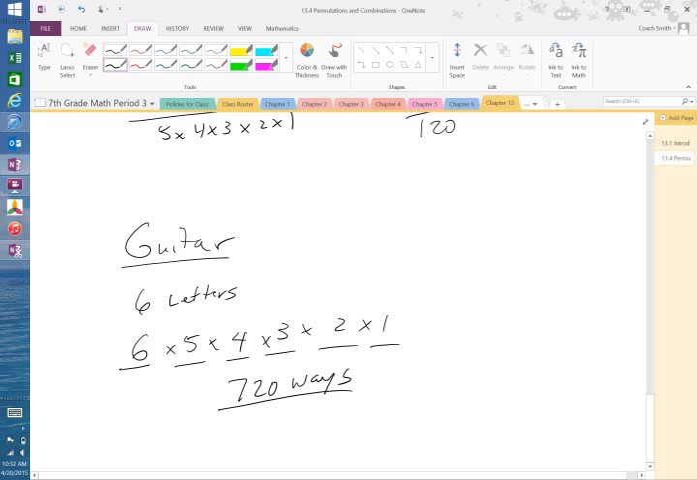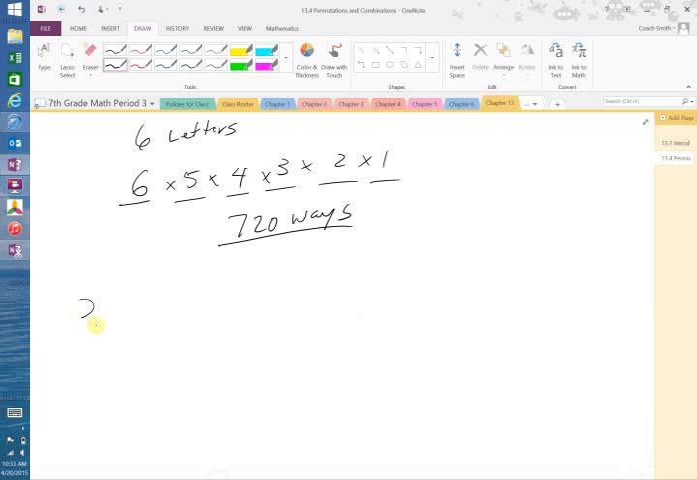Okay, that's how many different ways that you could rearrange the letters in guitar. Okay, we've already done number 10. I've already sort of done number 11 with our track example. Turn the page over to page 654. Number 13 says, ways to choose 3 different kinds of apples from the following kinds.